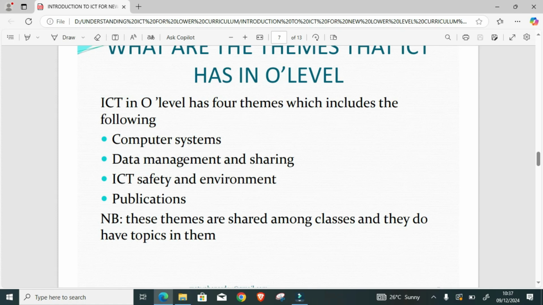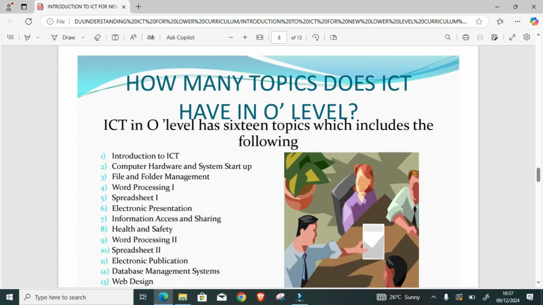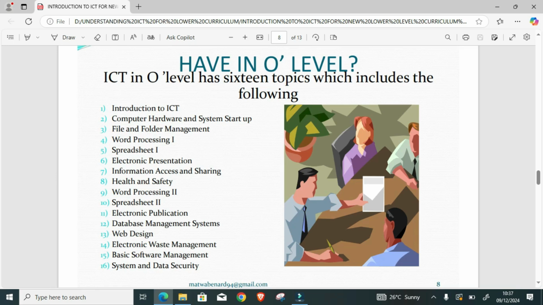NB, these themes are shared among classes and they do have topics in them. Someone can ask, there are only four themes, can they all be covered in senior one, for example? The answer is no. They are shared among the classes, as we are going to see in the syllabus. So another question is, how many topics does ICT in O level have?